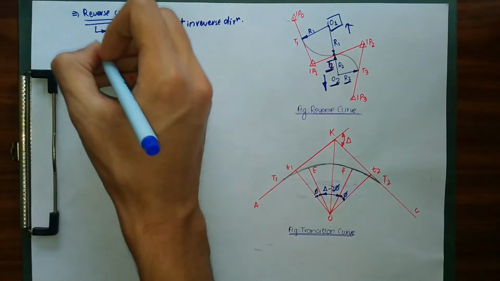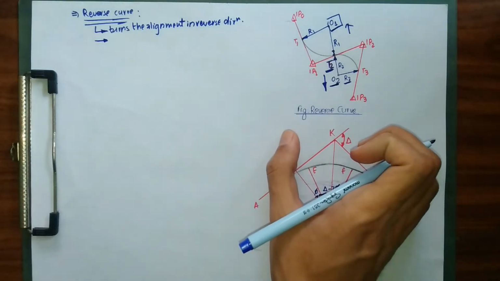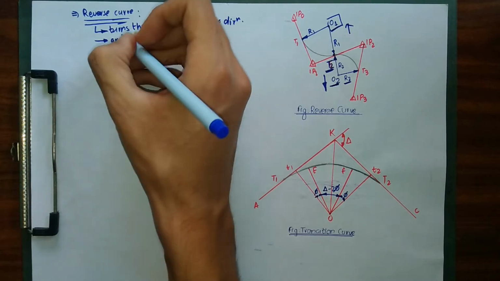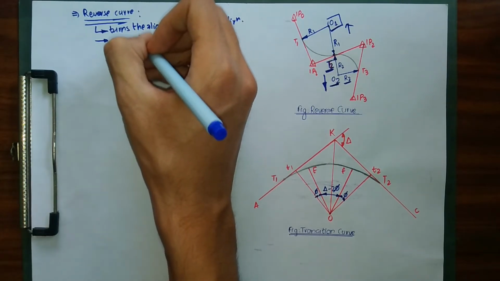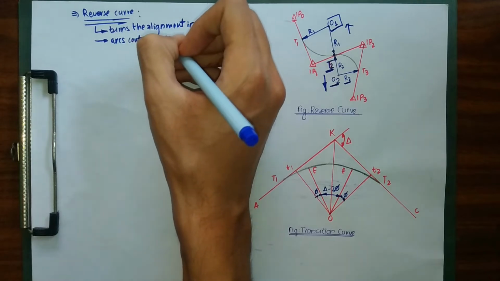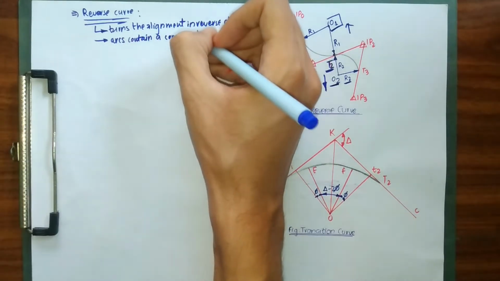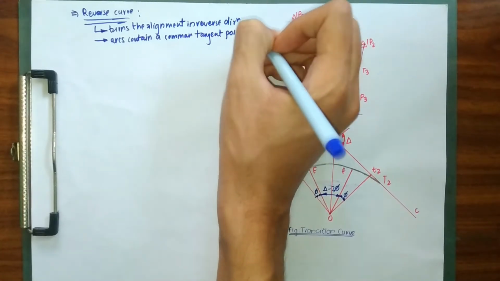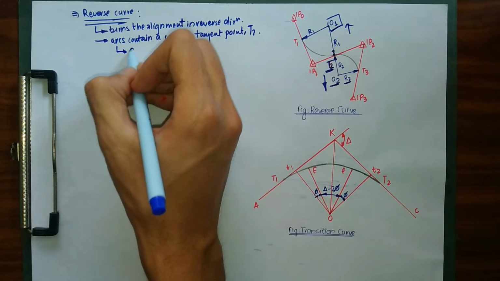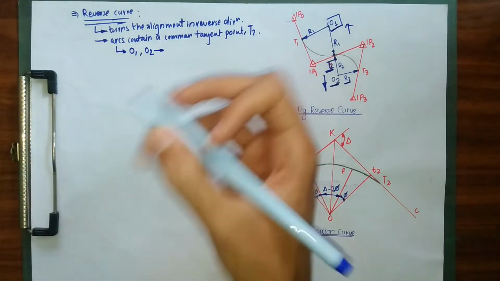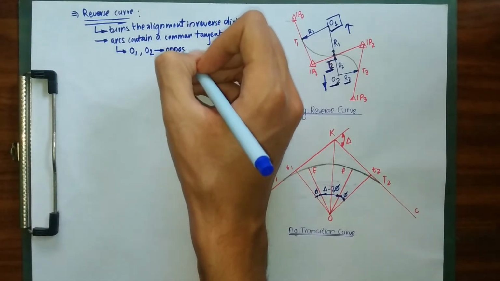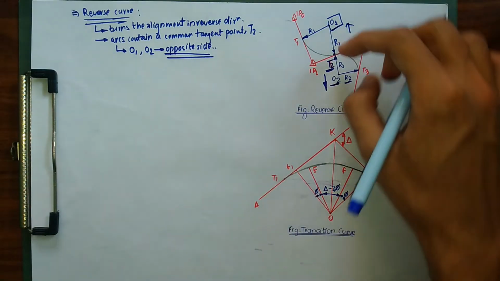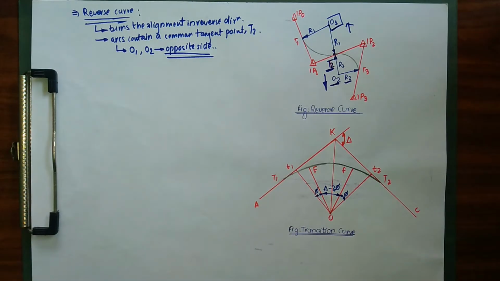Or what we can also simply say is that both of these arcs do contain a common tangent point, in our case T2, but the centers of both of these arcs, O1 and O2, do not lie on the same side. They lie on opposite sides. So by this difference, we can distinguish our reverse curve and compound curve.